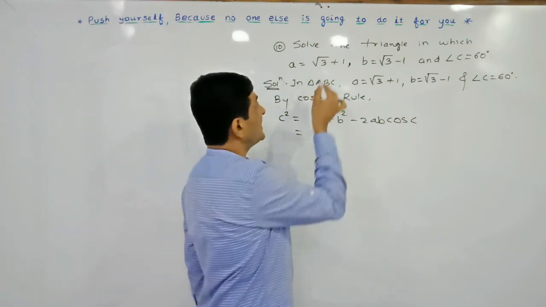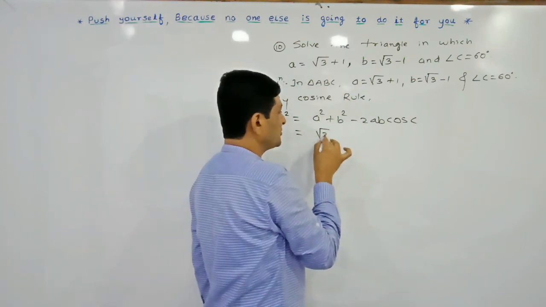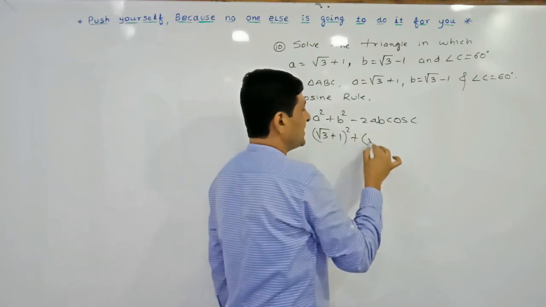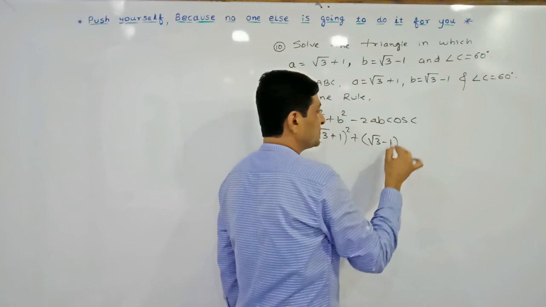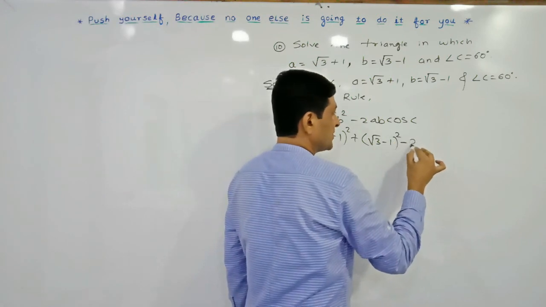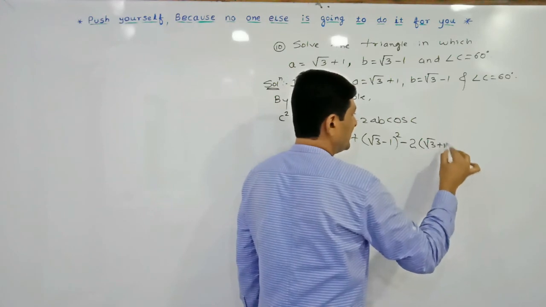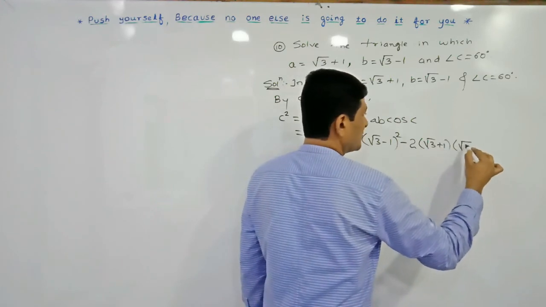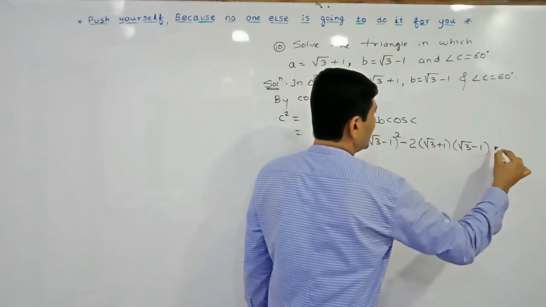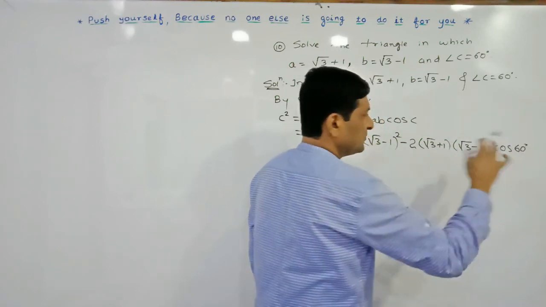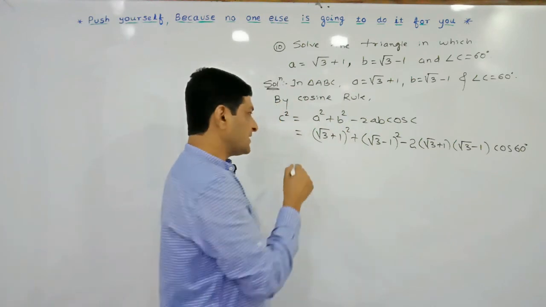So let us substitute the values. a square means square of root 3 plus 1, whole bracket square. b square means square of root 3 minus 1. Minus 2, keep it as it is, again replace a by its value root 3 plus 1, into b by its value root 3 minus 1, into cos C. C is 60 degrees. Just simply we have substituted the values. Now let us simplify it.